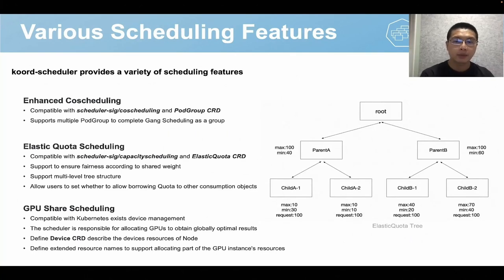Also, koord-scheduler provides a variety of scheduling features, such as enhanced coscheduling. It is compatible with community coscheduling and the pod group CRD, and supports multiple pod groups to complete gang scheduling as a group. Elastic quota scheduling is compatible with capacity scheduling and the elastic quota CRD. It is designed to ensure fairness according to the shared weight and a multi-level tree structure. It allows users to set whether to allow borrowing quota to other consumption objects. And koord-scheduler implements GPU share scheduling. Because of time constraints, I don't give more details.